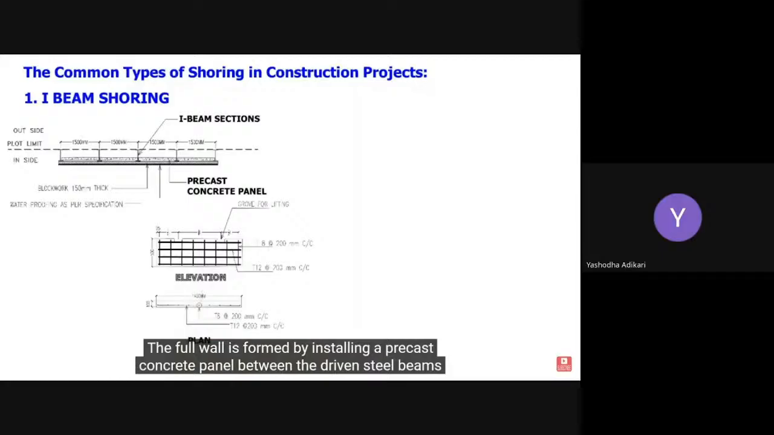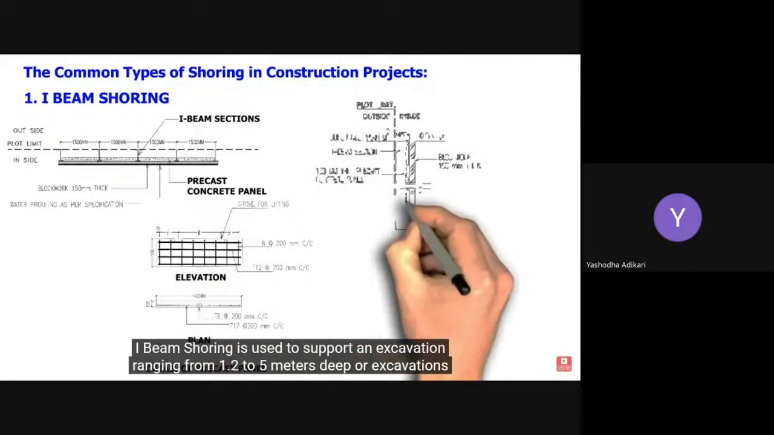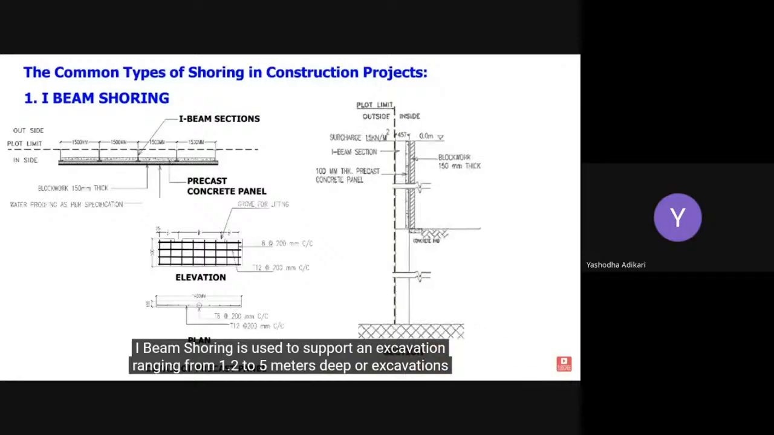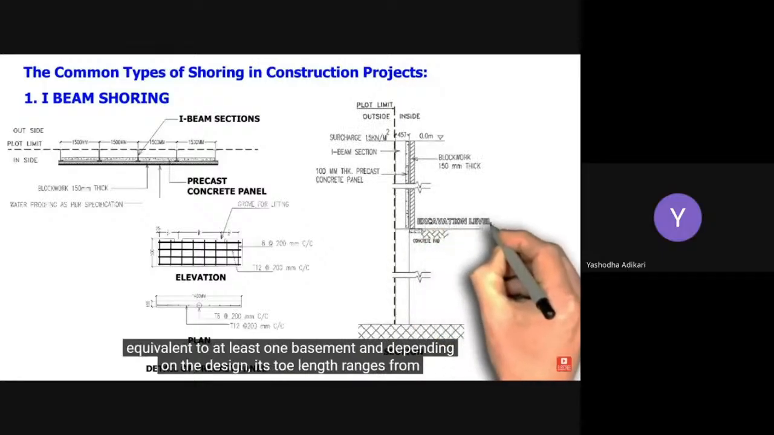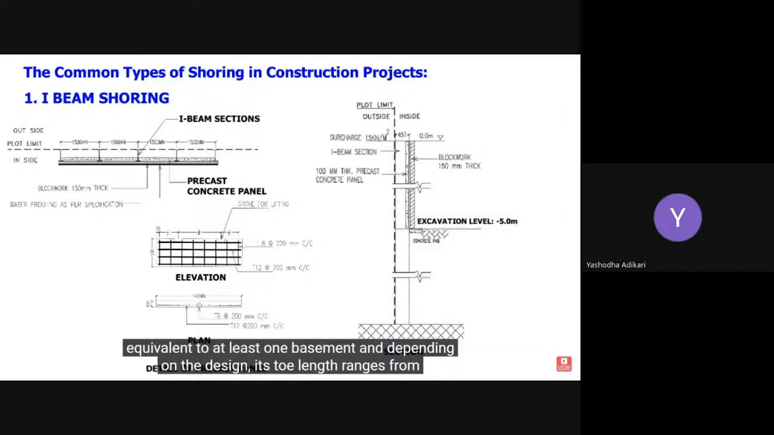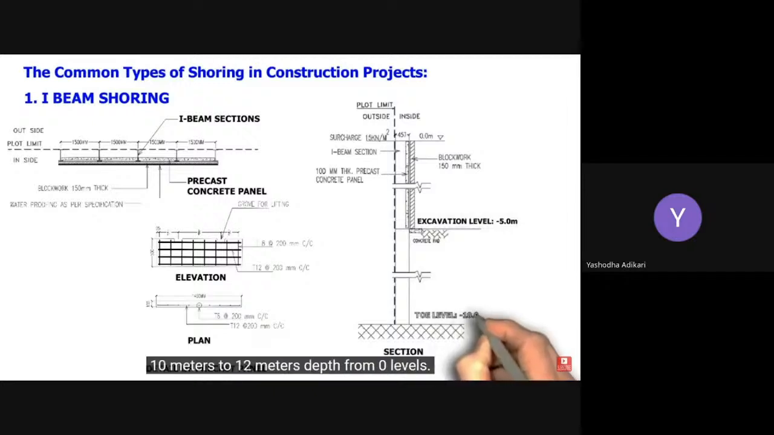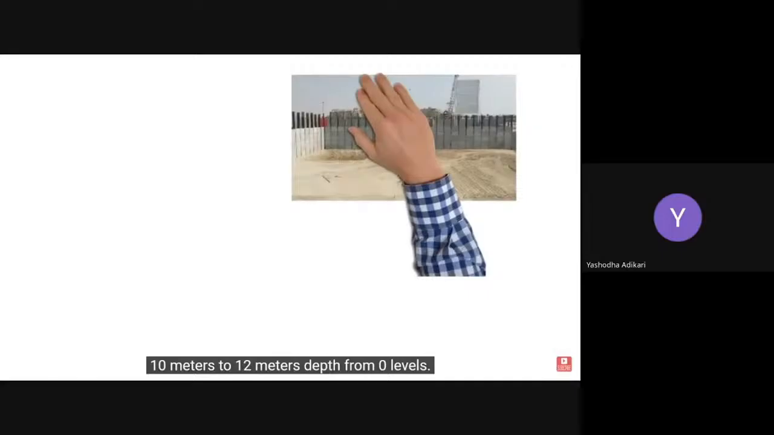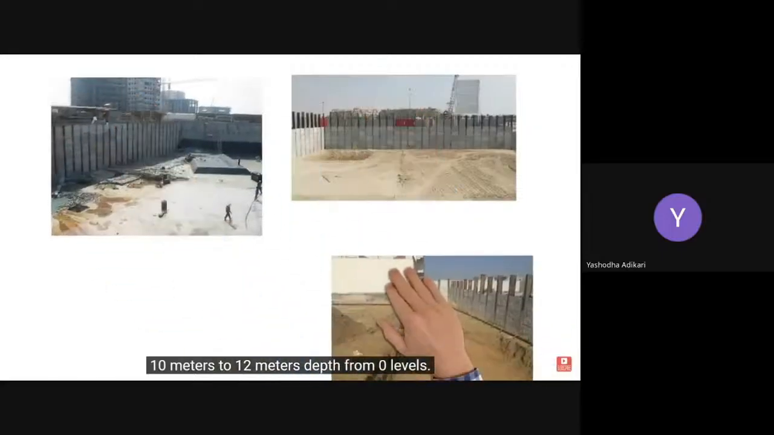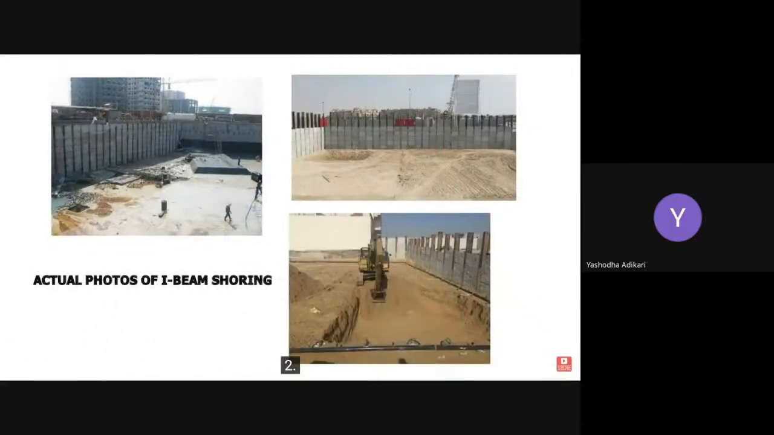The full wall is formed by installing a precast concrete panel between the driven steel beams to construct the shoring walls. I-beam shoring is used to support an excavation ranging from 1.2 to 5 meters deep, or excavations equivalent to at least one basement, and depending on the design, its toe length ranges from 10 meters to 12 meters depth from 0 levels. You can go beyond 5 meters, provided that it is properly designed and calculated to sustain the given surcharge load along its outside perimeter.